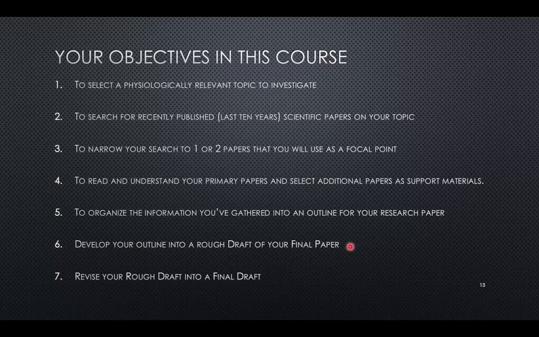Organize the information you've gathered into an outline that you'll submit for critique. Then once your outline has been critiqued and you've got your outline in the shape you need it to be, you can develop your outline into a rough draft by taking each of your bullet points and turning those into sentences and paragraphs that describe the information for each section of the paper.